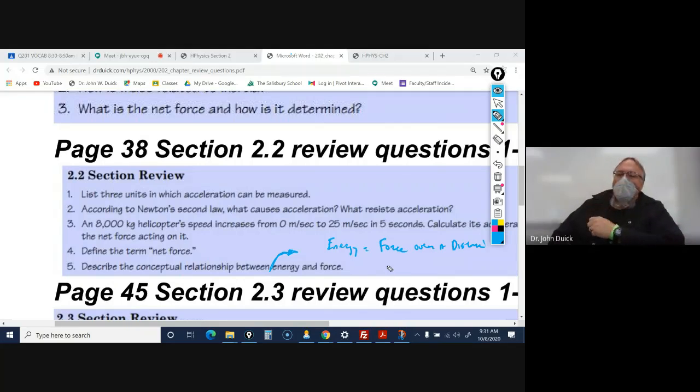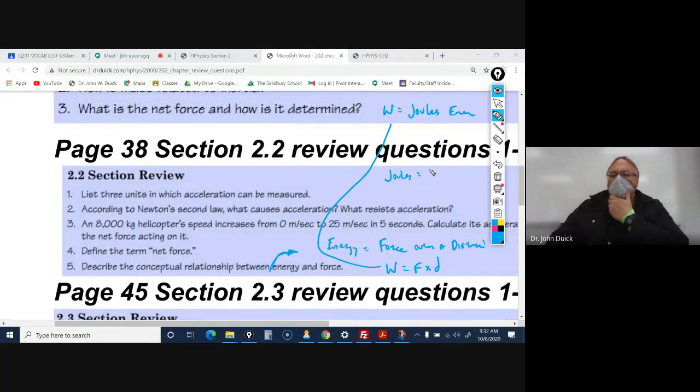The work formula. You guys ever heard this? Work equals force times distance? Did you guys talk about that maybe somewhere in middle school? Maybe, maybe not. And work equals joules of energy. So basically, joules equals force, which is kilograms meters per second squared, times a distance, which would be meters. So joules is equal to kilogram meters squared per second squared.